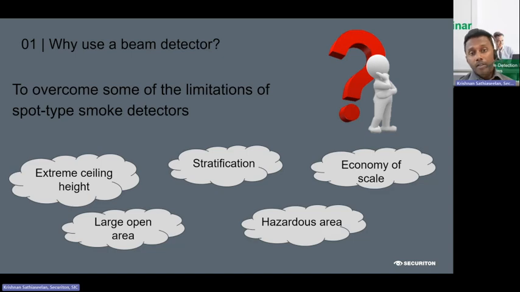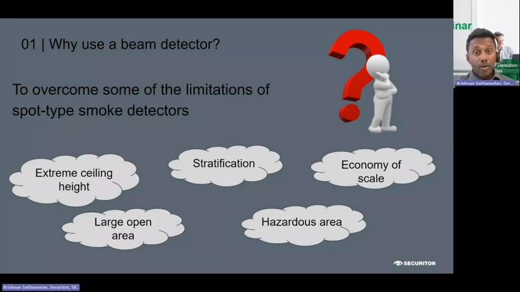The other issue we will also face is hazardous zones, whereby most smoke detectors which are not ATEX-rated, for example, are not suitable to be installed in hazardous areas or chemical producing factories, which have a limitation on which detectors can be used.